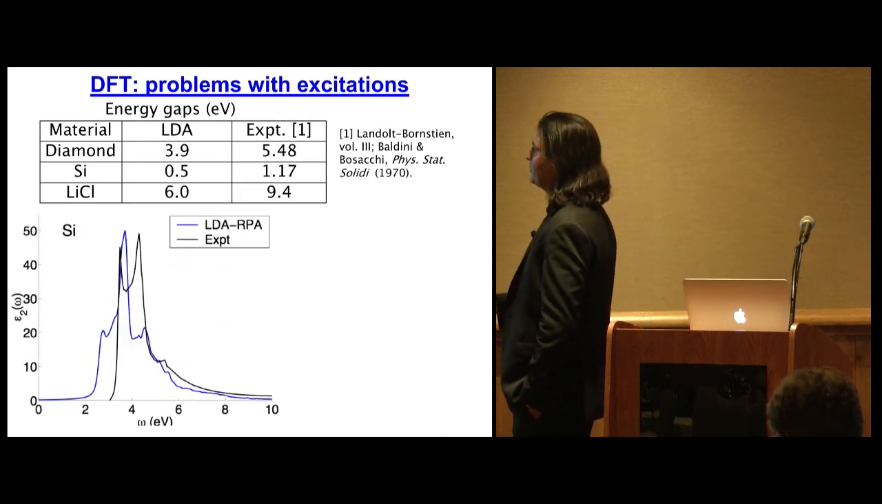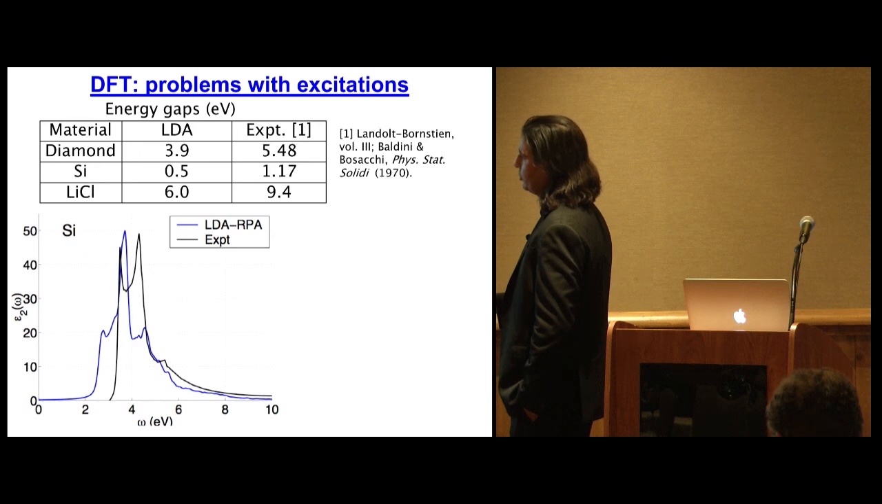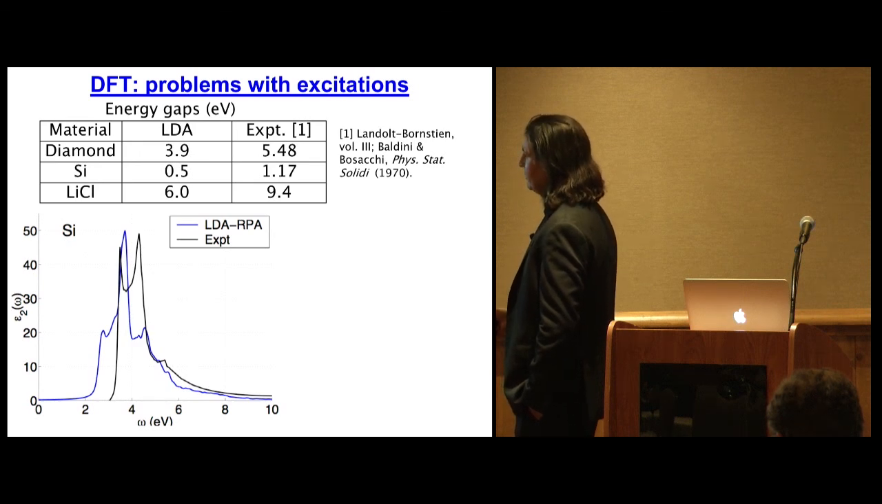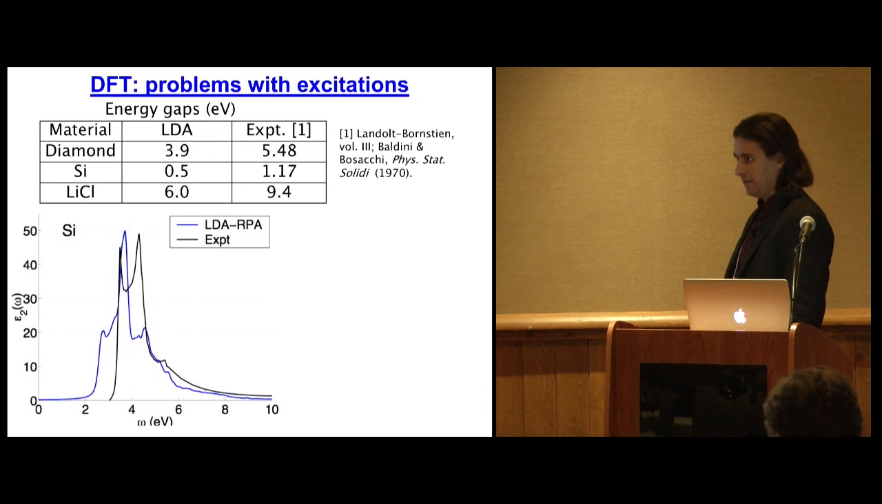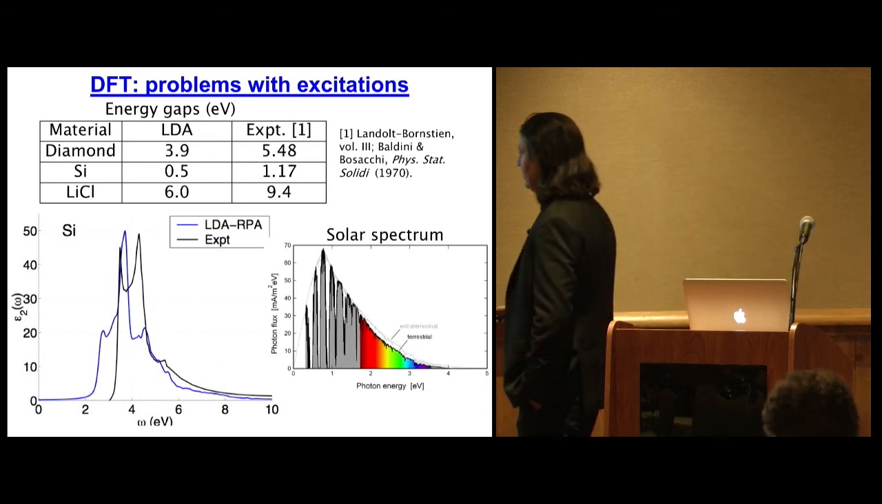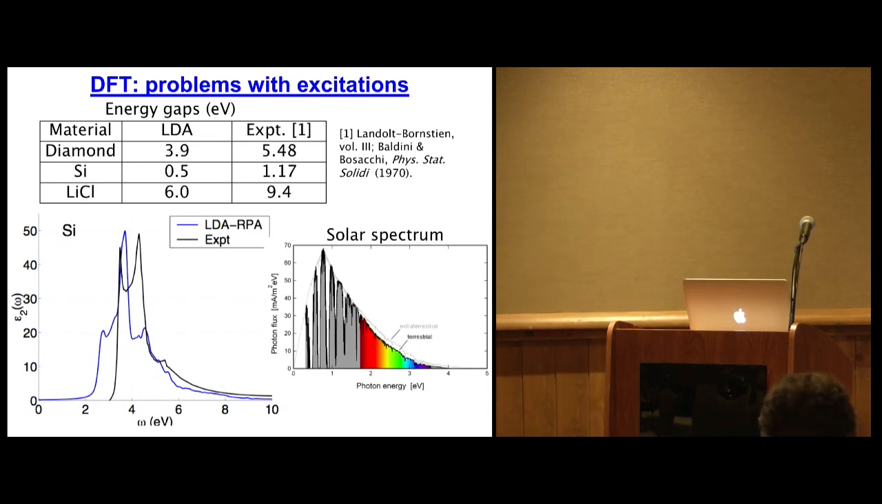Here's the optical absorption spectrum. This quantity is proportional to that. For silicon, as computed by this LDA DFT method, that's the blue curve and the black curve. So they're different, but they kind of look the same. The way to figure out what precision you need is to look at the solar spectrum. Here's a solar spectrum, photon energy versus photon flux, and these are the ones that you can see. It starts at about 1.5 electron volts. That's where it starts.